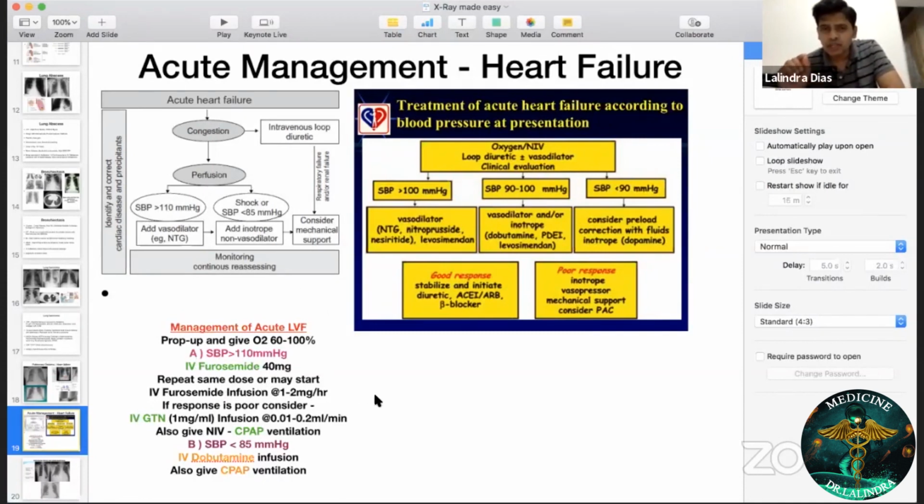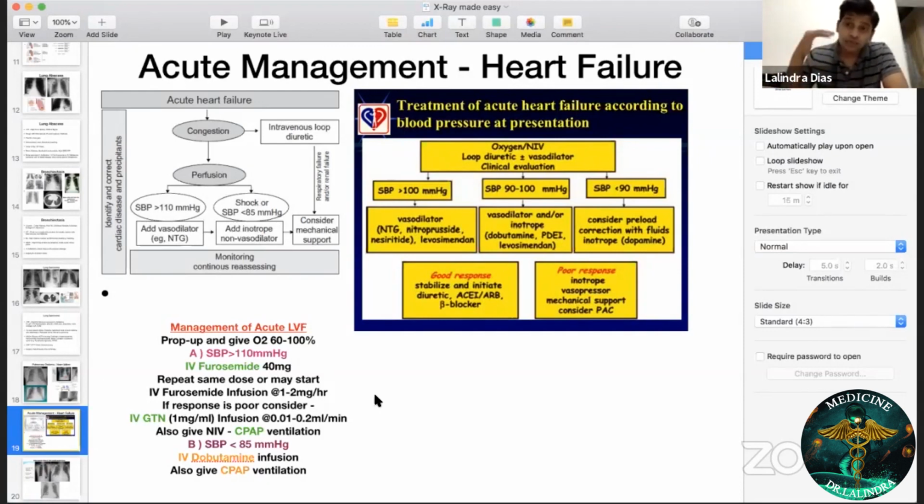If the patient's systolic blood pressure is more than 100 or 110, then you can give them intravenous diuretics, IV furosemide. You can start with the 40 milligrams bolus dose. The patient comes with acute heart failure, and if his systolic pressure is more than 110, or usually we take more than 100, you can give intravenous furosemide.